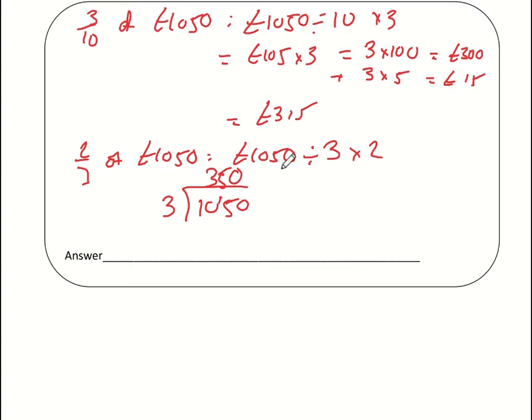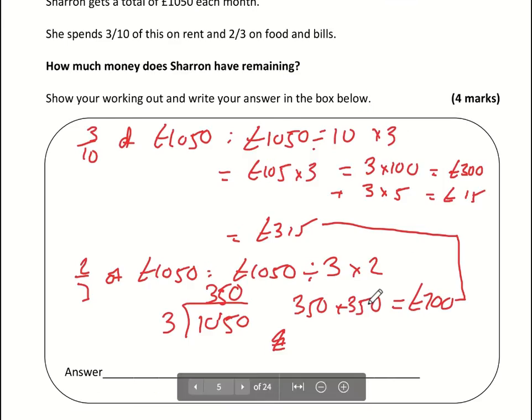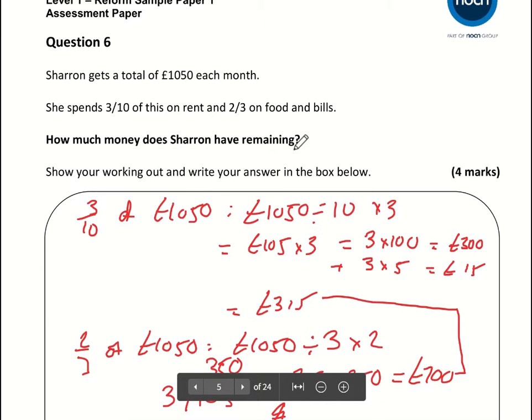So we now need to double this number, so 350, we can just say plus another 350. 300 plus 300 is 600, plus 50 plus 50, so that is 700. So far this person has spent, actually, let's take it down here, 315 plus 700, which is £1,015. What does Sharon have remaining?